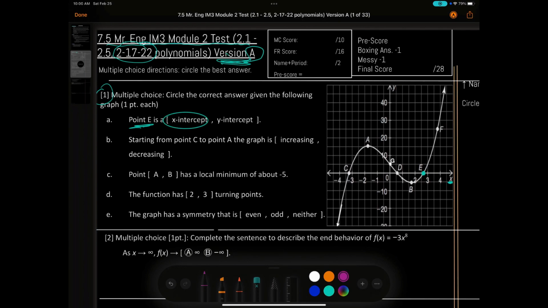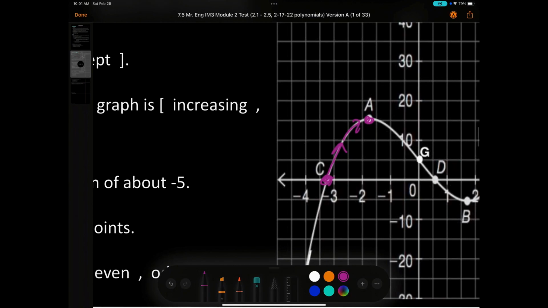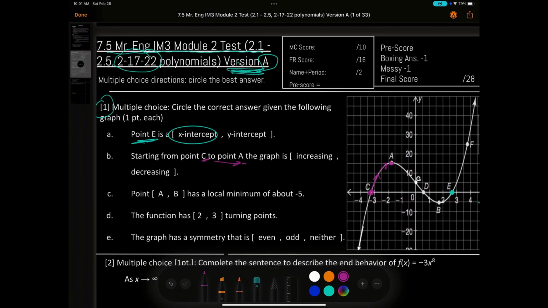Number 2, starting from point C, so I'm going from C to A, so I'm going from C this way to A. Well, we're going up, left to right. This would be increasing.